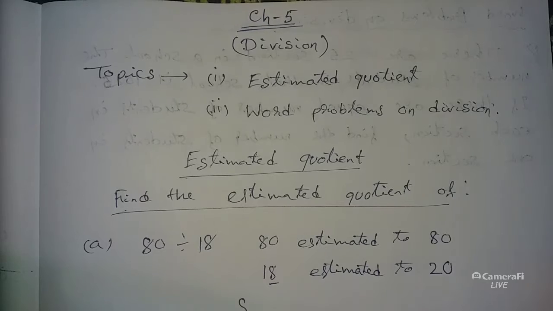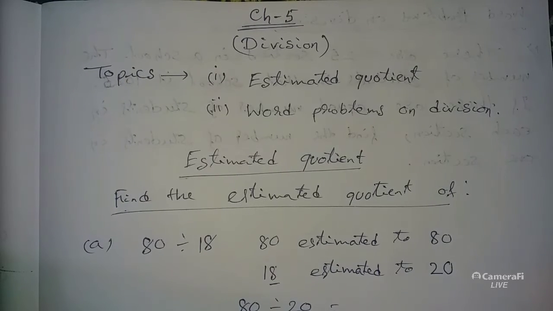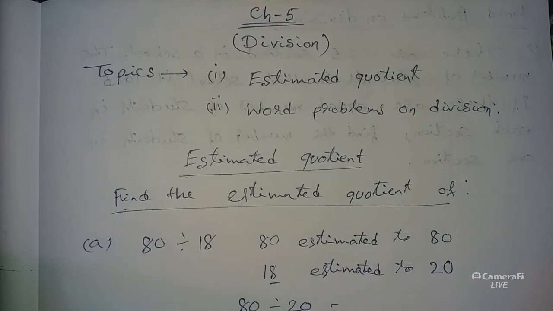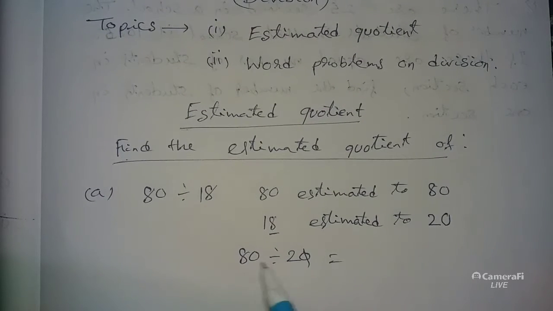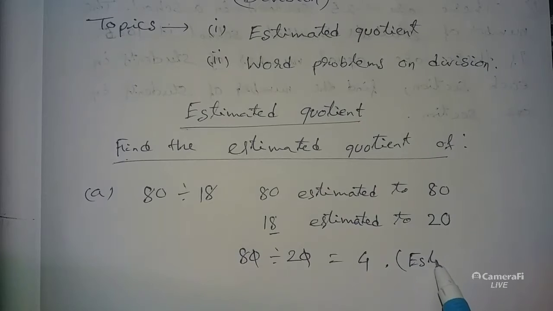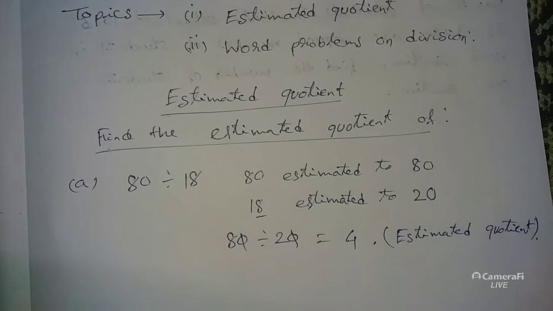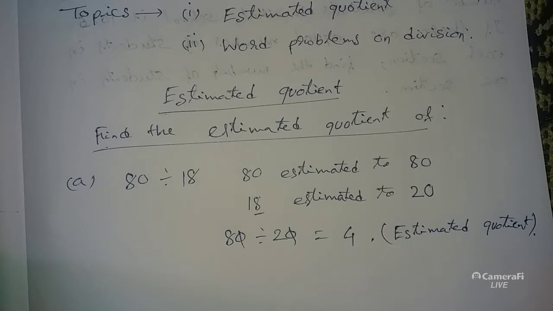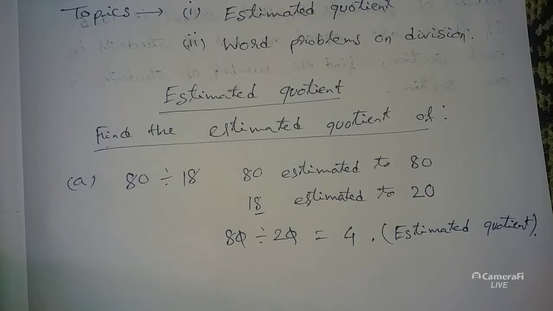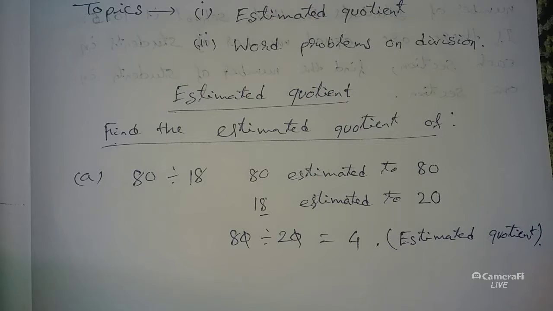Now the problem becomes 80 divided by 20. We can find it easily, cut down the zeros. So the problem becomes 8 divided by 2, which is 4. And this is the estimated quotient. So first we have to estimate the numbers to the nearest place and then divide.